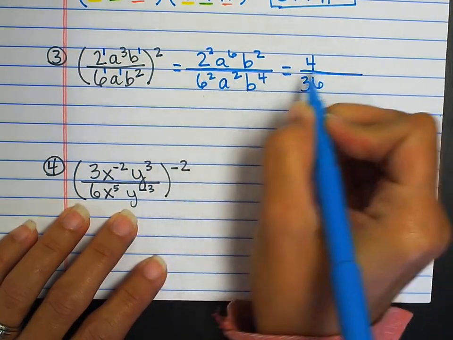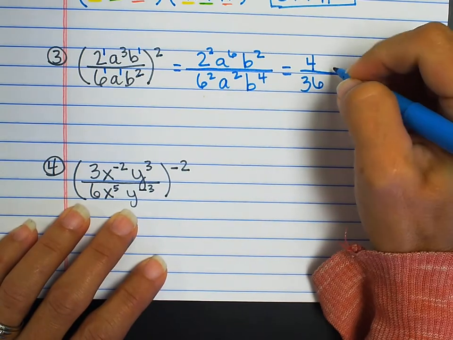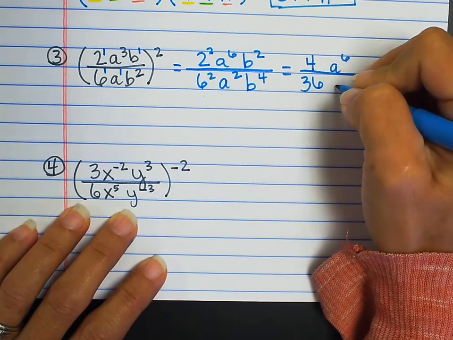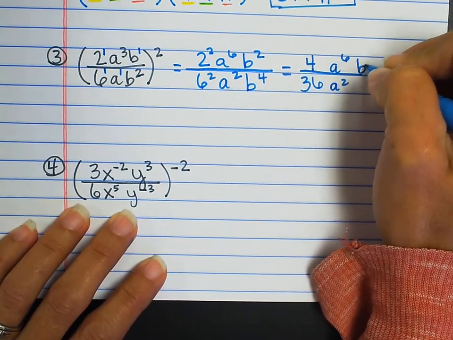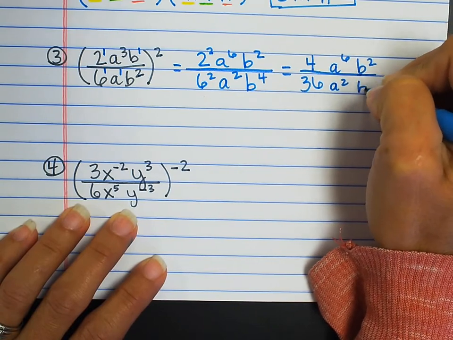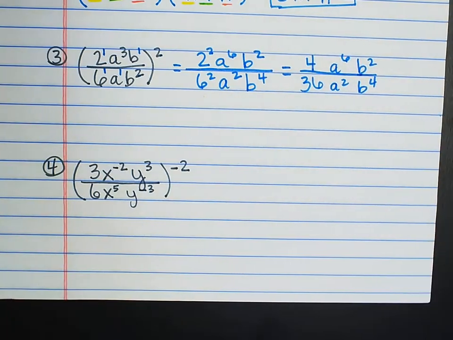2 times 2 is 4, 6 times 6 is 36. A to the 6th, b squared over a squared, b to the 4th. Now I'm going to start my dividing. I know that I can divide powers with the same base.